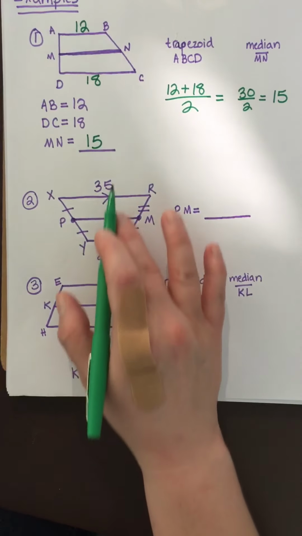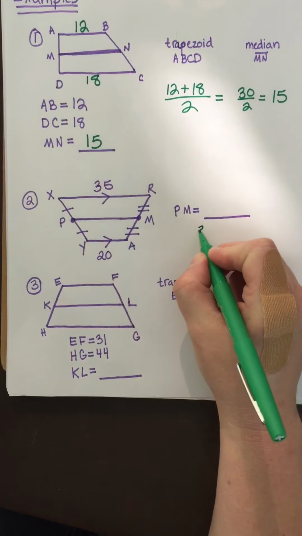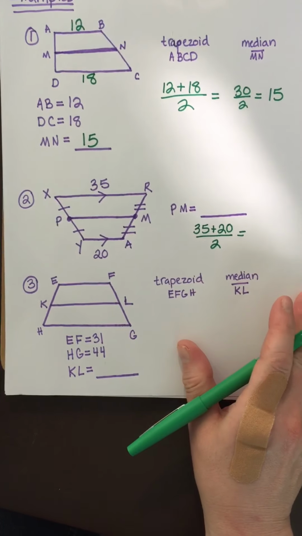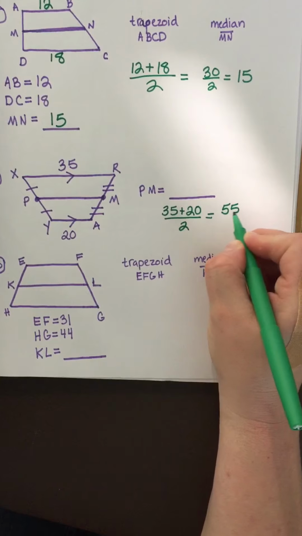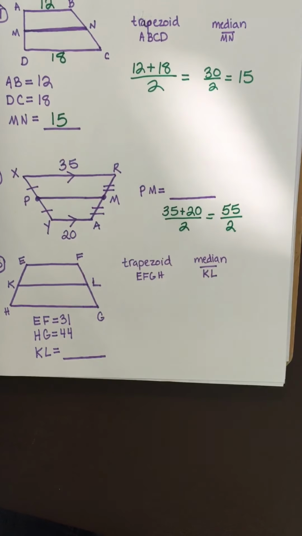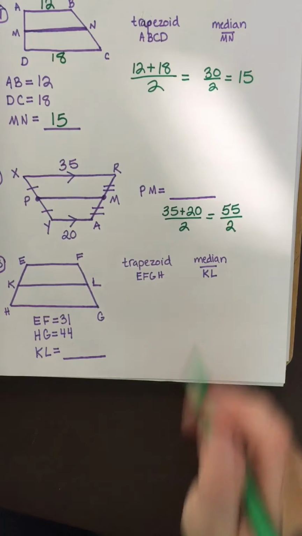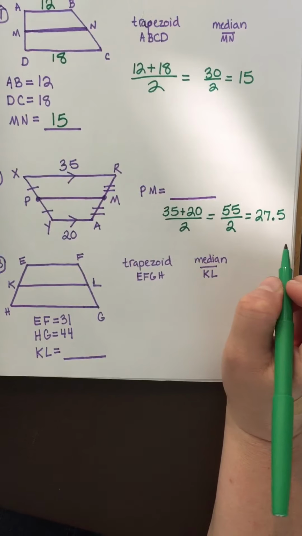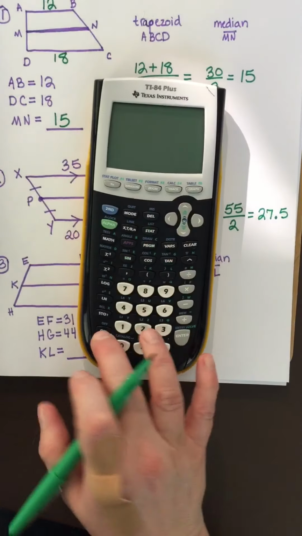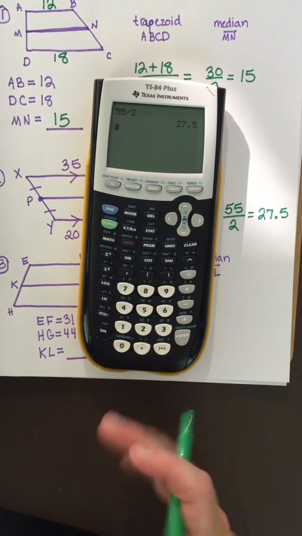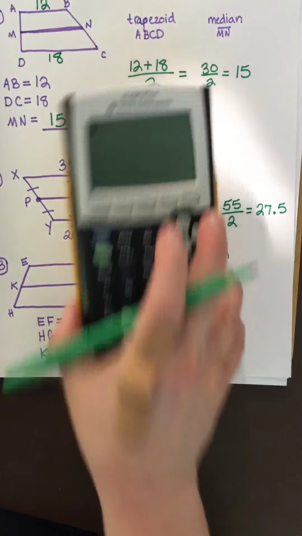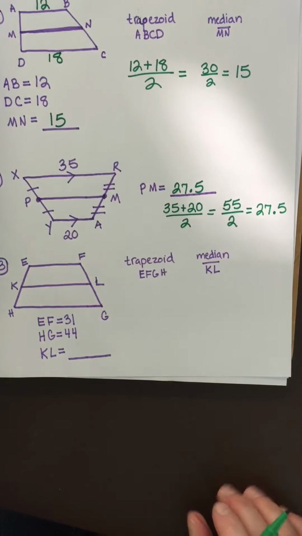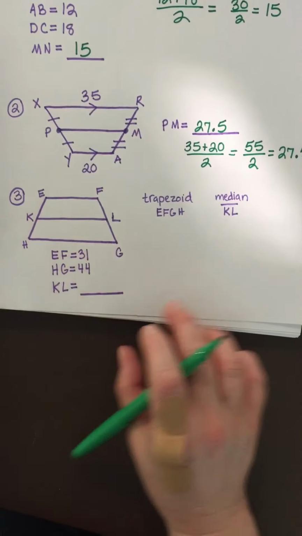So all I'm going to do is add these two bases and divide by 2. So I will say 35 plus 20, and whatever I get, I'll divide by 2. So 35 plus 20 is 55. And 55 divided by 2 would be 27.5. And let's just check. 55 divided by 2, booyah, 27.5. Simple.